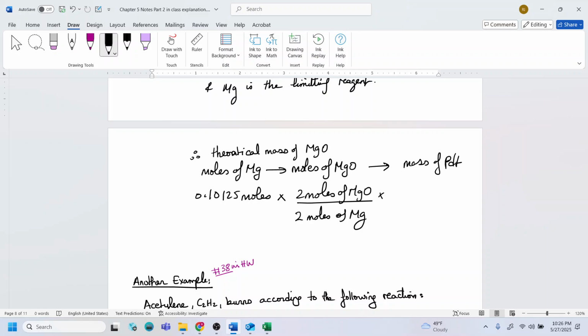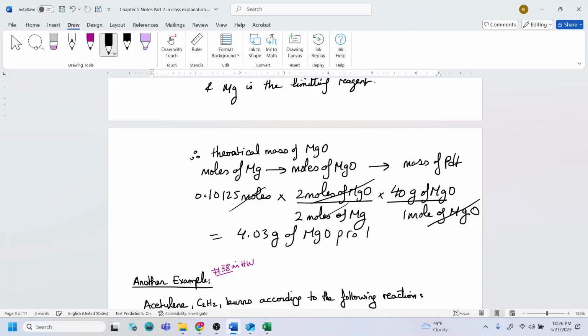So the molecular weight that is going to be mass of MgO, that is going to be 40 grams of MgO divided by 1 mole of MgO, and there for every 1 mole of MgO. So the moles of MgO and the moles of MgO are going to cancel out. Everything is going to cancel out in here in terms of units. Moles there cancel out, and then I'm going to end up having 4.03 grams of MgO produced.